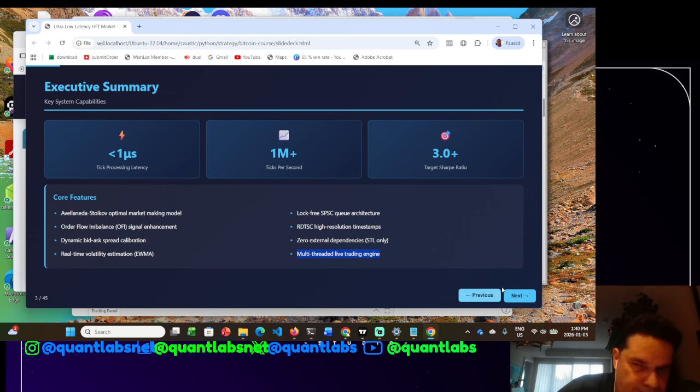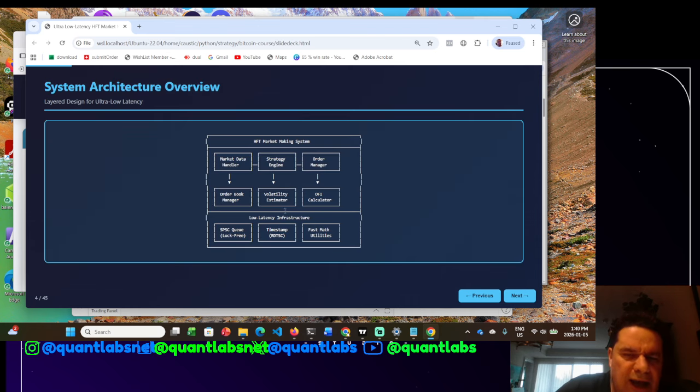including a multi-threaded engine. Okay, so this is basically the architecture. We have our data handler, the strategy engine, the order manager, an order book manager, volatility estimator, an OFI calculator, and the low latency infrastructure.